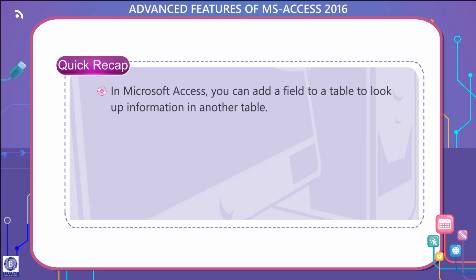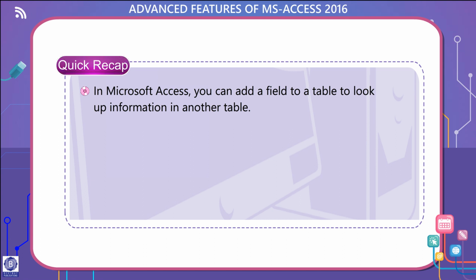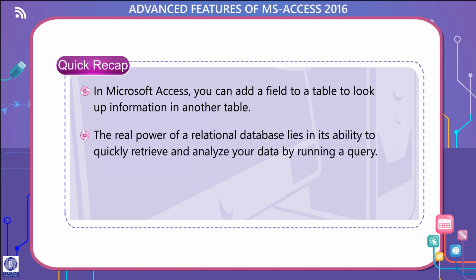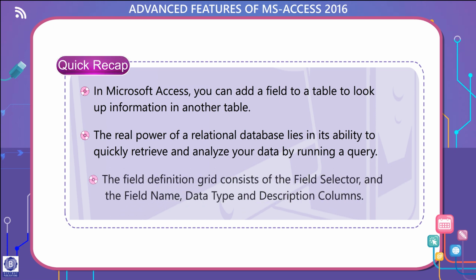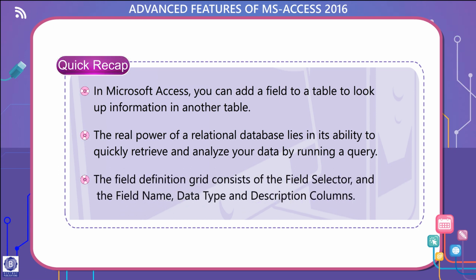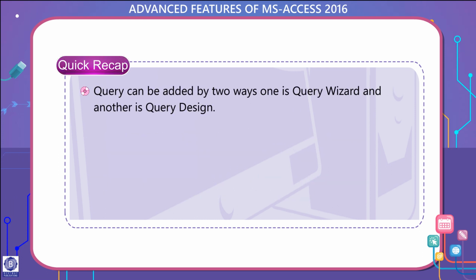Quick recap. In Microsoft Access, you can add a field to a table to look up information in another table. The real power of a relational database lies in its ability to quickly retrieve and analyze your data by running a query. The field definition grid consists of the field selector and the field name, data type, and description columns. A query can be added in 2 ways. One is Query Wizard and another is Query Design.